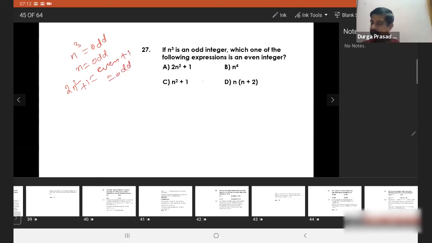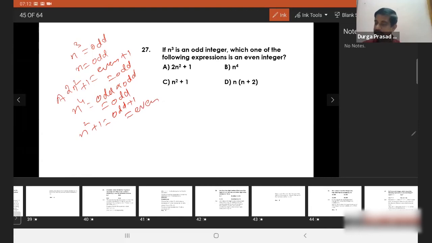So now what is that he said? Which one of the following expressions is an even integer, he said. So A is not even, it is odd. N to the power of 4, odd into odd, that is odd. So this cannot be even. N square plus 1, this is odd plus 1, that is even. So option C satisfies.